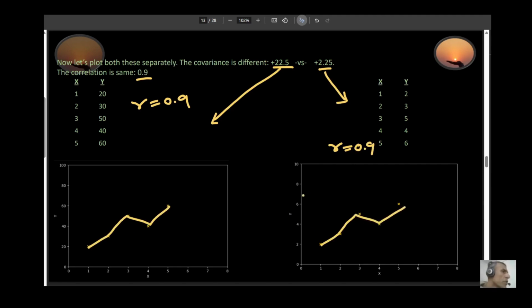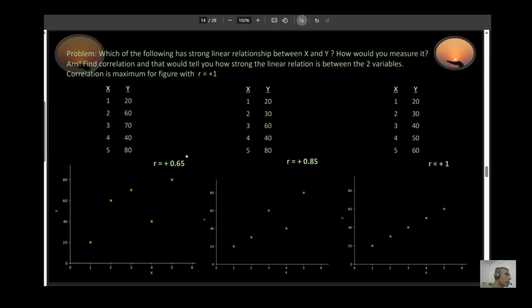So your correlation is capturing the strength of linear relationship between two variables very effectively. Now back to this question. Which of the following has a strong linear relationship between x and y? And how would you measure that? Well, we are going to use correlation. We will find the correlation, and that would tell you how strong the linear relationship is between two variables.